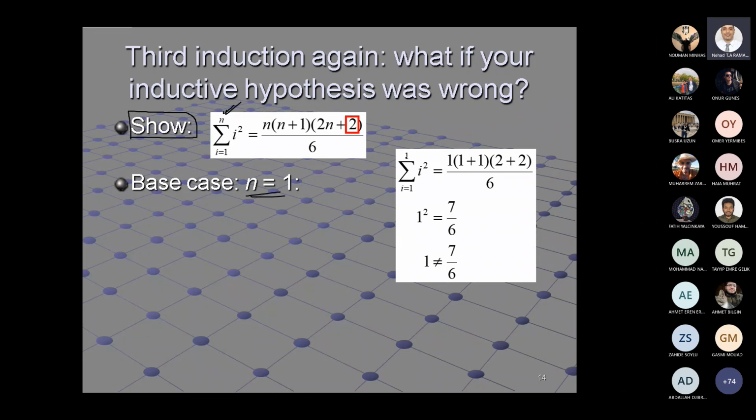Summation from 1 to 1 for i. So it's 1 to power 2, so it's 1. Now apply n equal 1 here. So you have 1 multiplied by 1 plus 1. Then 2 multiplied by 1. So it's 2 plus 2 divided by 6. Calculate this one. 2 multiplied by 1. So it's 2. 2 plus 2, it's 4. So this multiplied by 4.